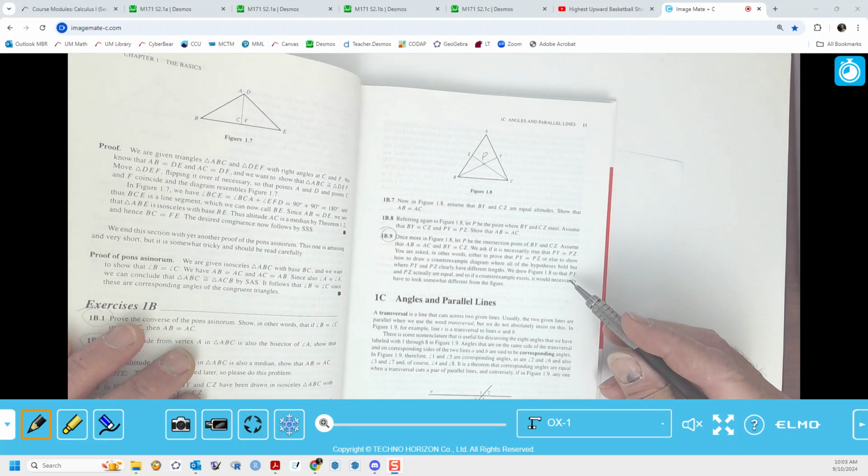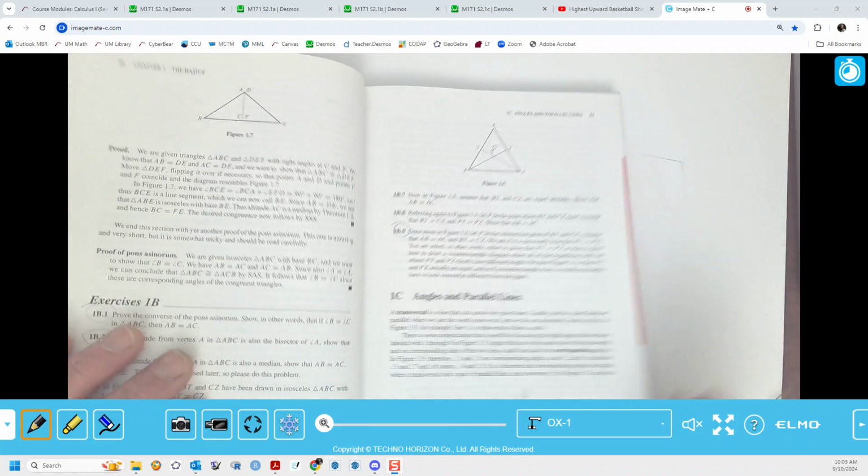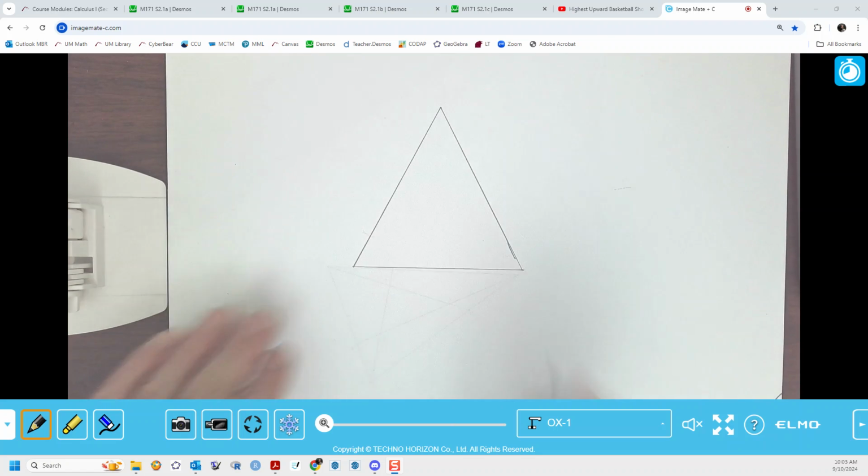We drew figure 1.8 so that PY and PZ actually are equal, and so if a counterexample exists, it'd be necessary to have it look somewhat different from the figure. All right, so we have a sense of what's going on. So here's the way I thought of it.